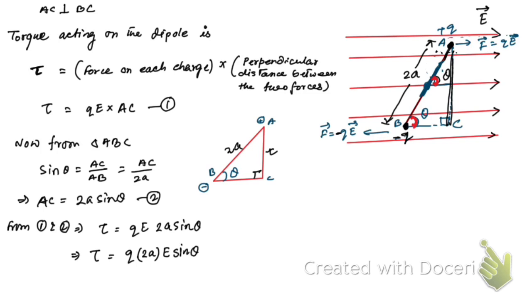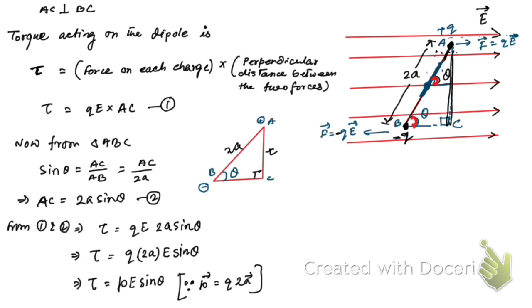So Q into twice A, what is this? This is nothing but the dipole moment, right? P is equal to Q into twice A. So since the dipole moment P is nothing but Q into twice A, that's why we can write torque. Here we are taking the scalar form only, so P E sin theta, right? P E sin theta.